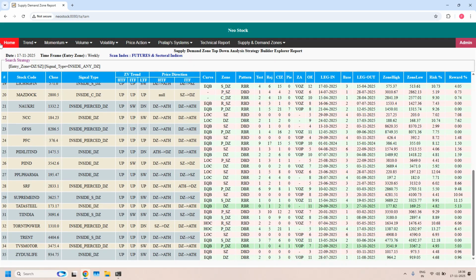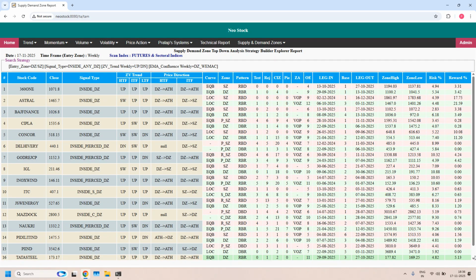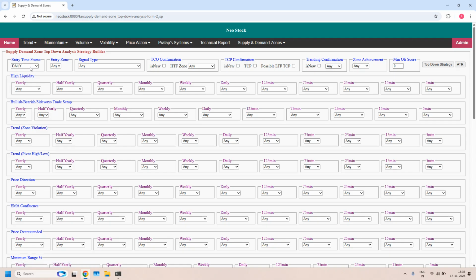We can again apply EMA confluence on these weekly demand zones. That is weekly demand zone having weekly EMA confluence, and also trend on the weekly should not be sideways. And we got 17 stocks, first 16 stocks in the list. Scrolling the list down, so total we got 17 stocks. Okay, next, weekly time frame.